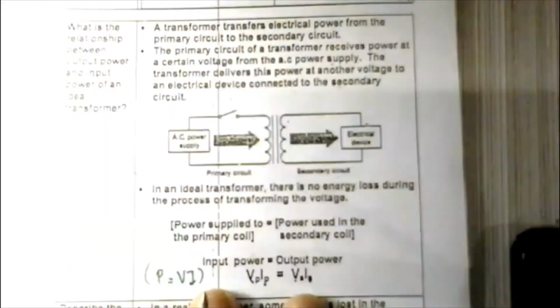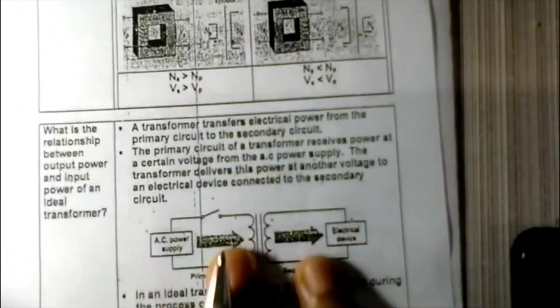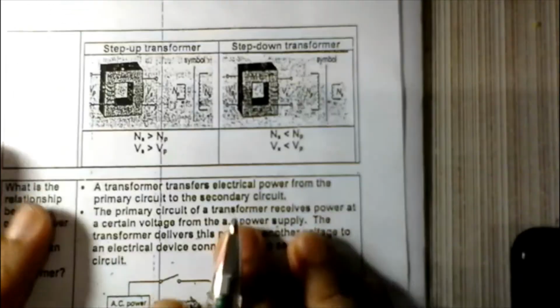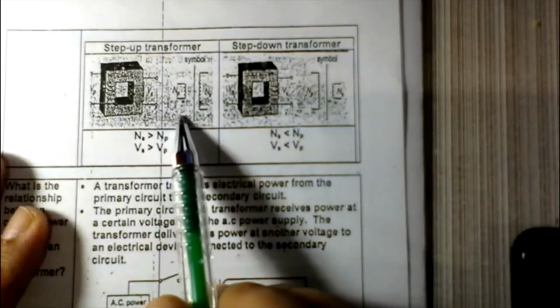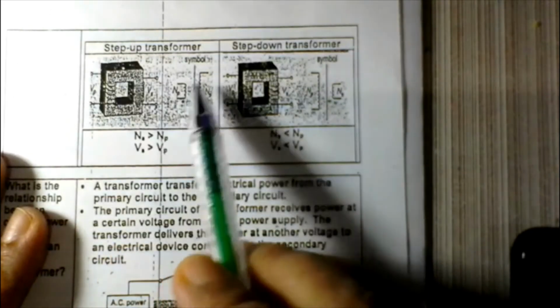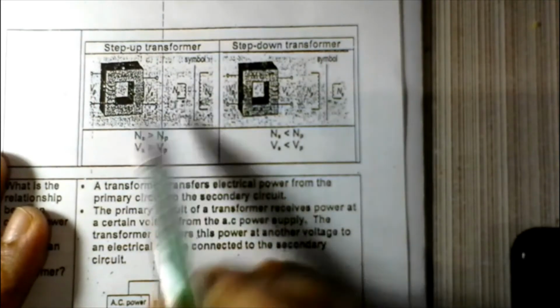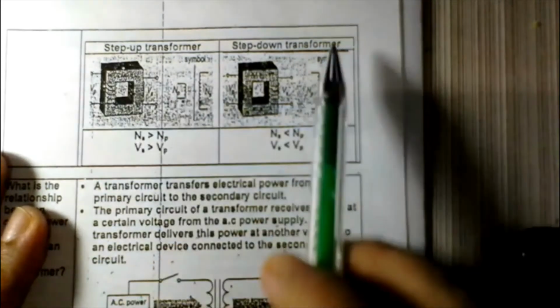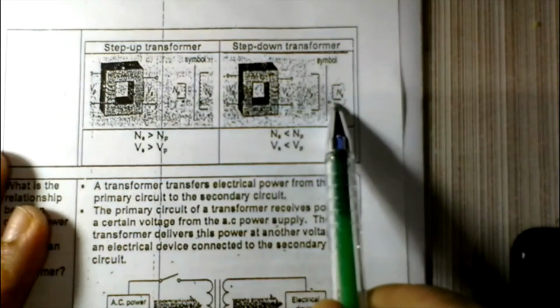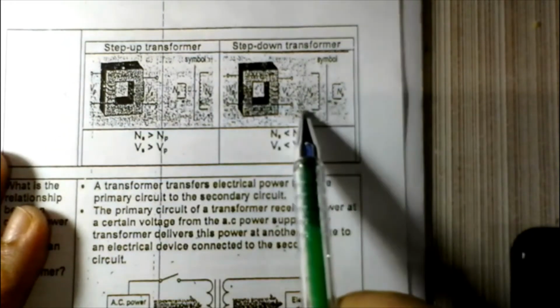Okay, now we look at the next page. Okay, here is the symbol for the step-up transformer. So you can see the number of turns for Ns is more than Np. So this one we call the step-up transformer. For the step-down, you can see Ns is less than Np.